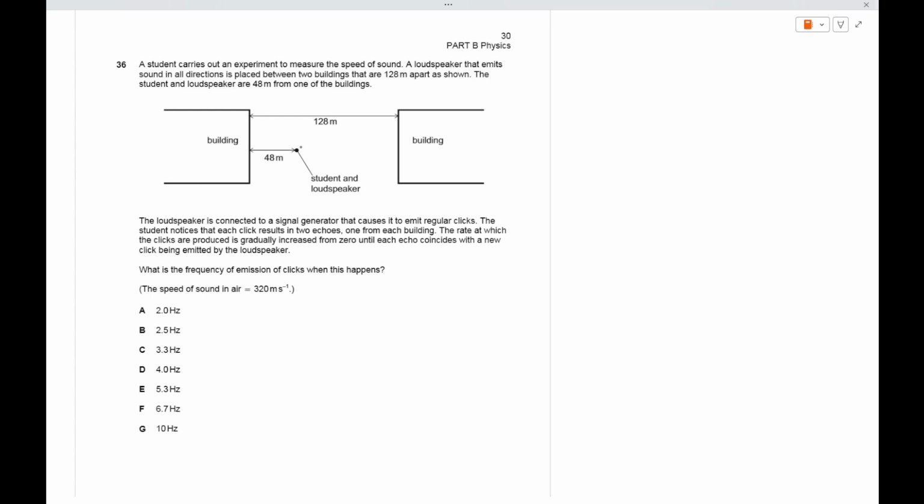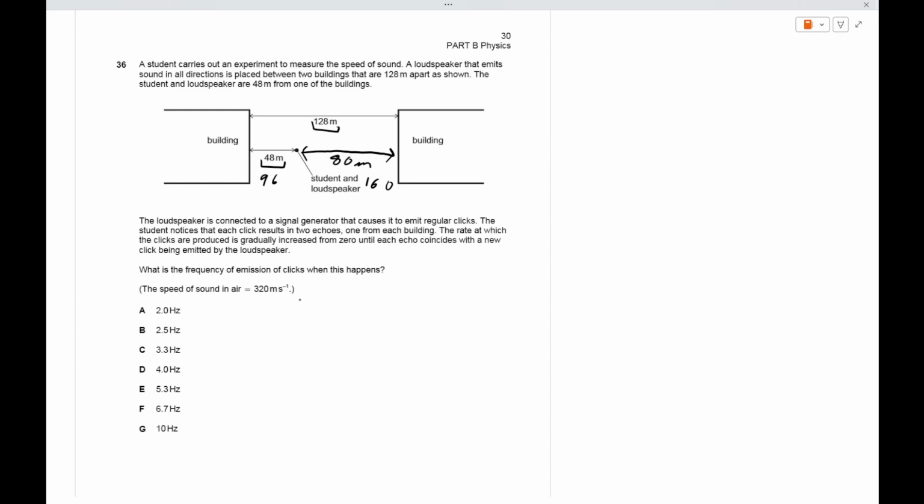The first step here is to calculate the distance from the speaker to this building over here. It's going to be 128 minus 48, which is just 80 meters. But then we know that the distance traveled by the sound wave is going to be double this. Distance traveled here is going to be 48 times 2, which is 96, and here it is going to be 160.